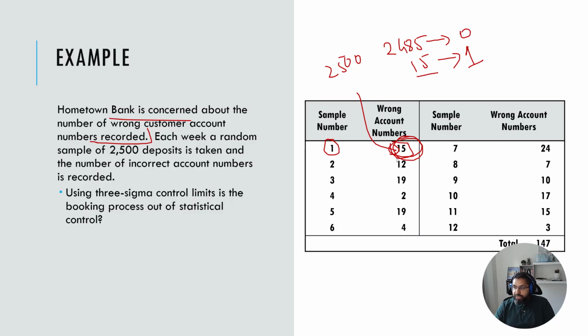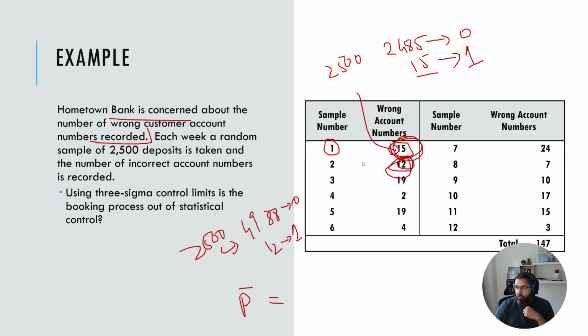Okay, and then the second week, again, I looked at 2,500 deposits and I found that 2,488 had no problem, they were zeros, and 12 of them had a problem, they were defects, so I write the number of ones. So to do a P bar calculation, you'll add up all of the defects, all of the ones for all of your samples. That'll be 15 plus 12 plus the 19 plus the 2 all the way up to the 3. Add up all these values.